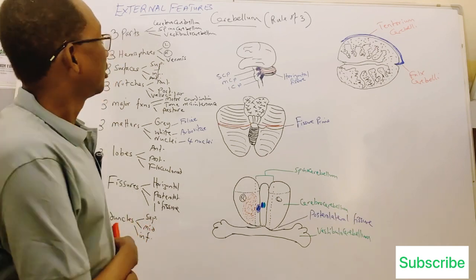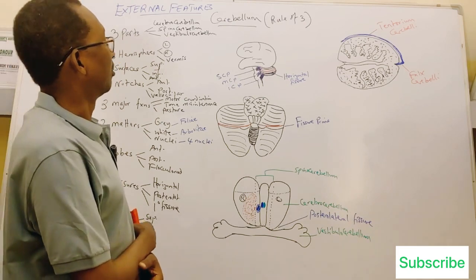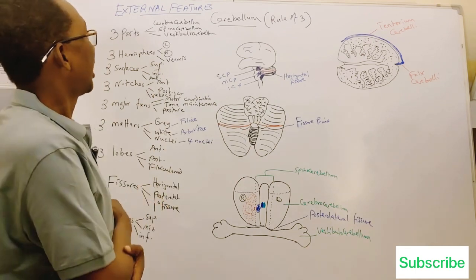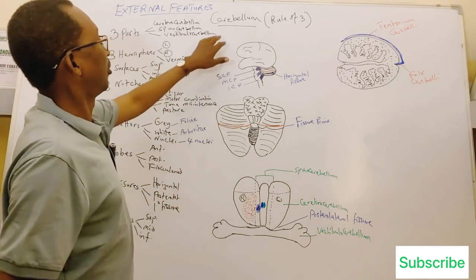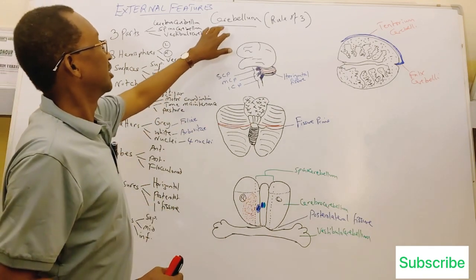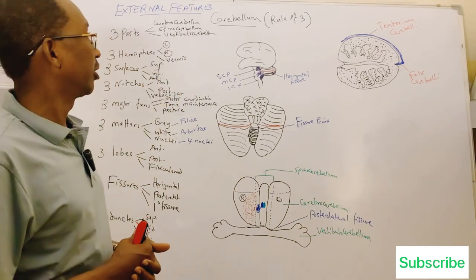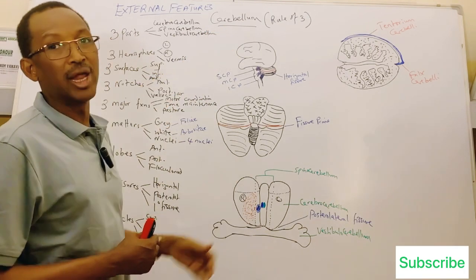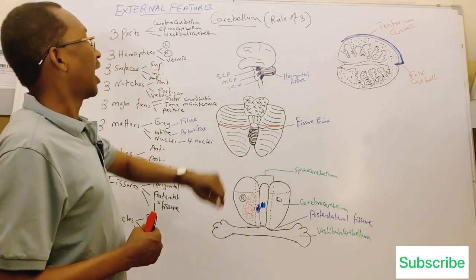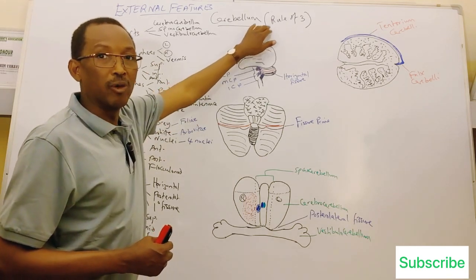Hello viewers, my discussion today is cerebellum. If you can remember in the introduction to the neuroanatomy in my previous videos, I discussed the cerebellum and the cerebral hemispheres, where I said that the two cerebral hemispheres are called the larger brain, while the cerebellum is called the smaller brain. So my discussion today is cerebellum, and for easy understanding by the students, I made it to be rule of 3.